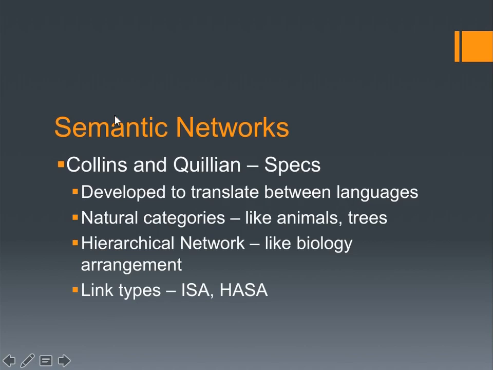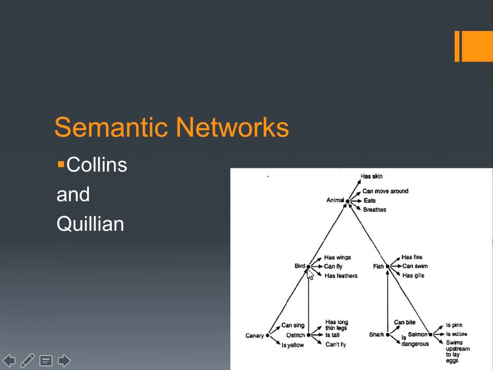It works really well for natural categories, things that have that sort of structure, arranged in these biology kind of steps. The links are ISA and HASA. So a bird has wings, can fly, has feathers. Those are things it does or concepts for it, but a canary is a bird and a bird is an animal. So the ISAs move up and down and the HASAs are on the side, indicating features of that category.